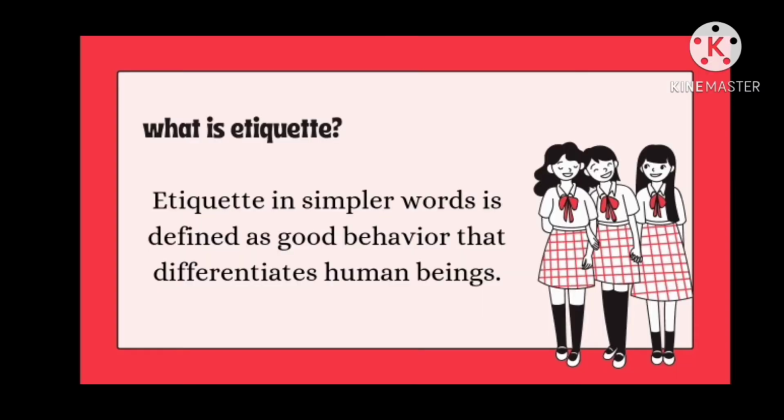And what is etiquette? Etiquette, in simple words, is defined as good behavior that differentiates human beings. Man is physically social and it's very important for him to behave in an appropriate way. Ethics refers to socially responsible behavior. Other than that, principles of right and wrong that individuals, acting as free moral agents, use to make choices to guide their behaviors.